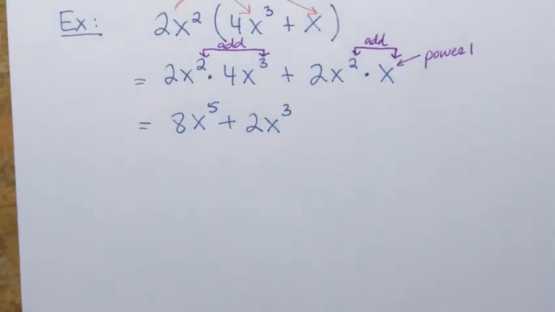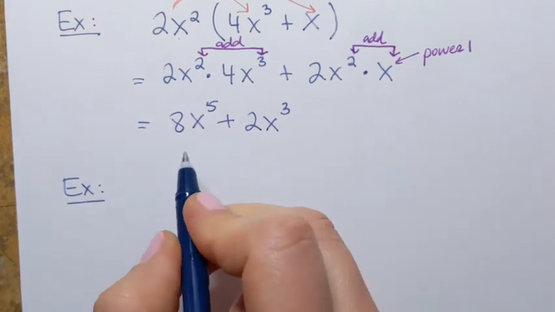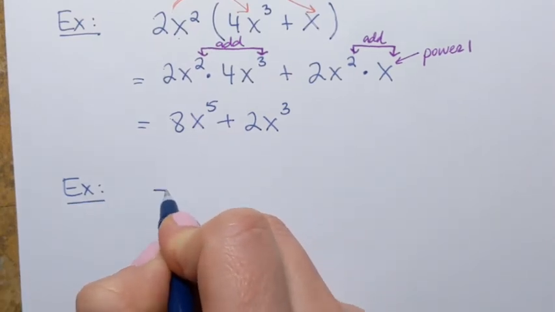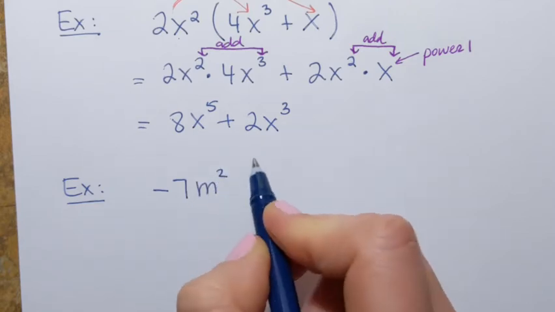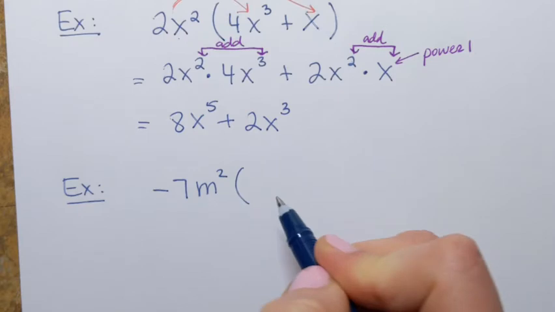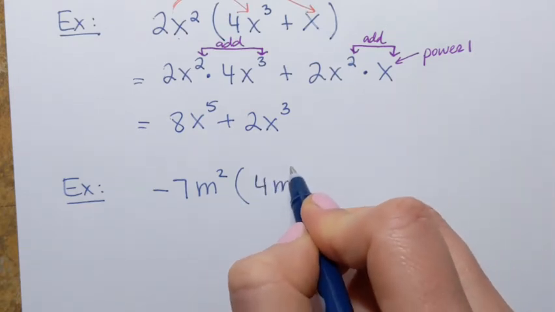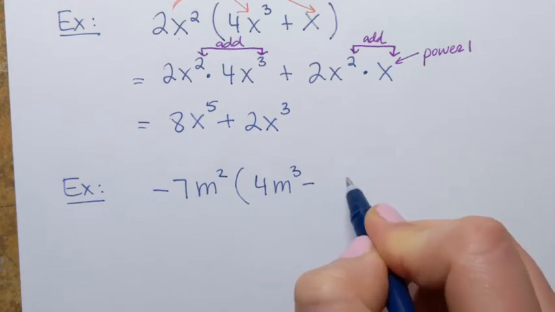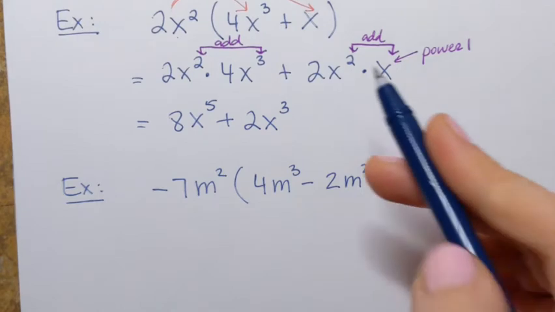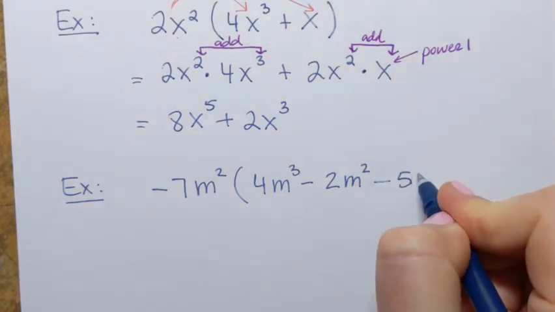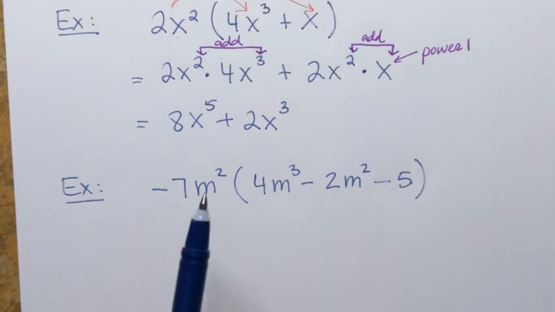Let's try one more example. In that example, once again, we're going to multiply monomial, let's say negative 7m to the second power by, let's say, trinomial this time: 4m to the third power minus 2m squared minus 5. Let's try. Same idea here. We're going to use the distributive property.